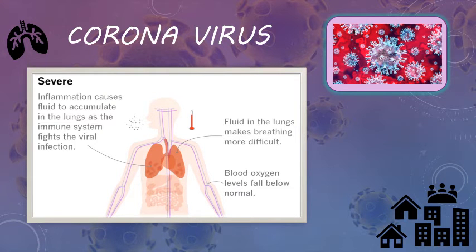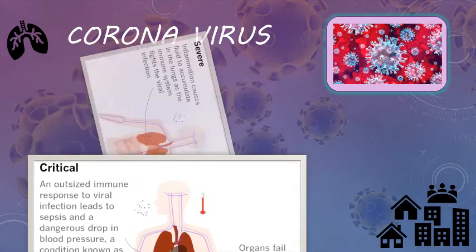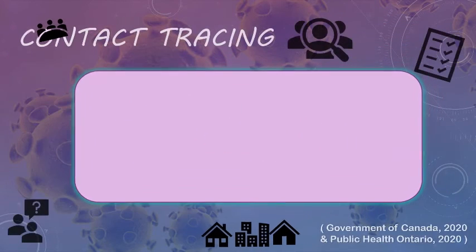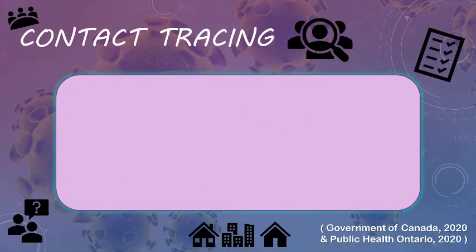Moreover, blood oxygen levels fall below the normal range. Symptoms become critical when an outsized immune response to the viral infection leads to sepsis and a dangerous drop in the blood pressure, which is a condition known as septic shock. Bodily organs fail to function due to the lack of oxygen, the presence of inflammation, and the occurrence of septic shock.